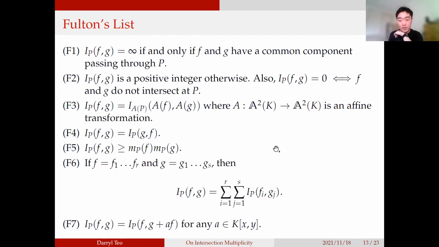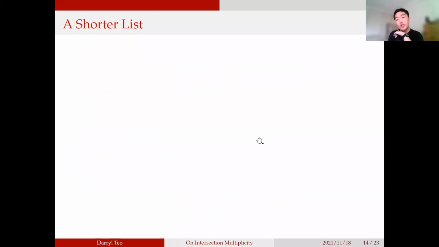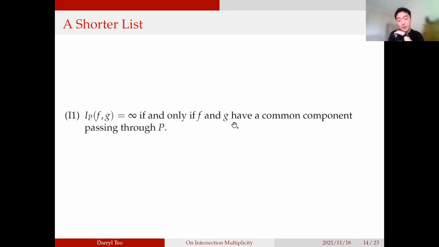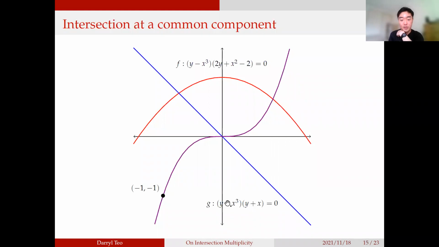Instead, I'll use a simpler set of axioms, which is in the book Algebraic Curves Over a Finite Field by Hirschfeld, Korchmáros, and Torres. The first property is that I_P(F,G) is equal to infinity if and only if F and G have a common component passing through P. I'll just give a quick example to show why this should be true.